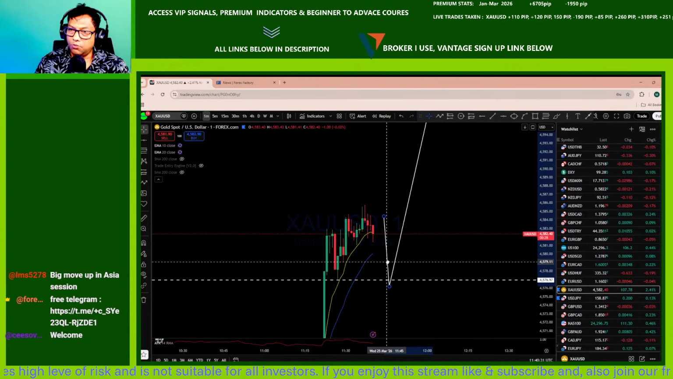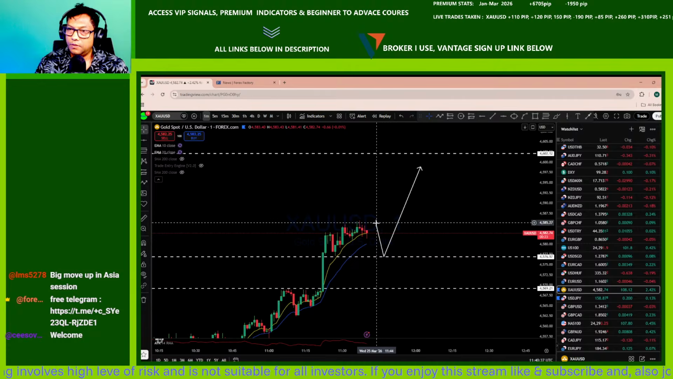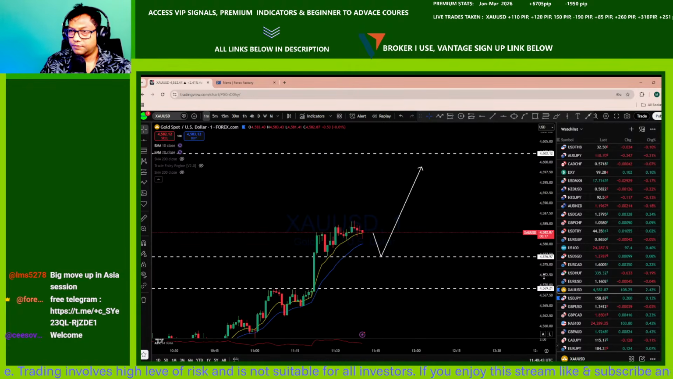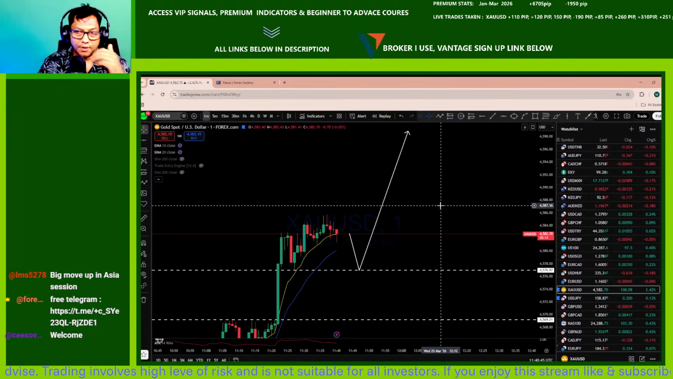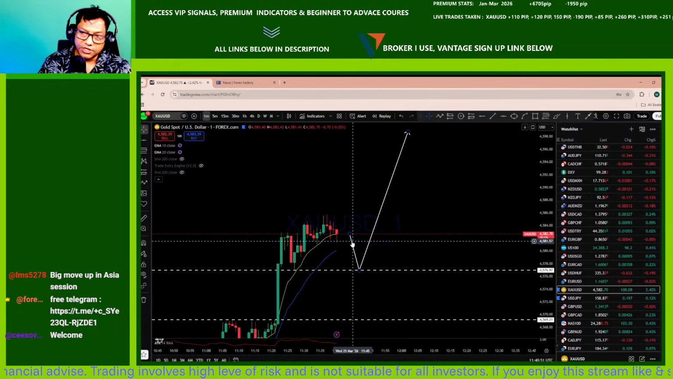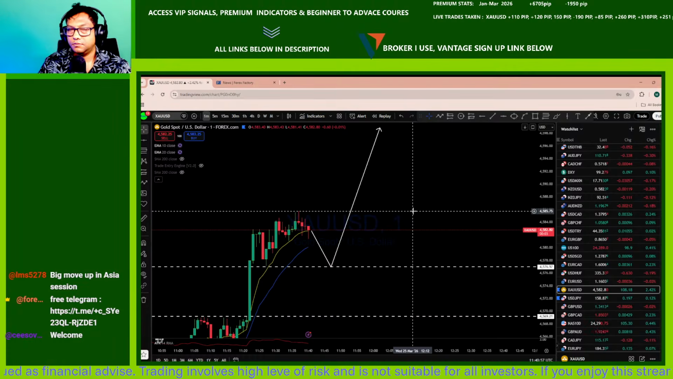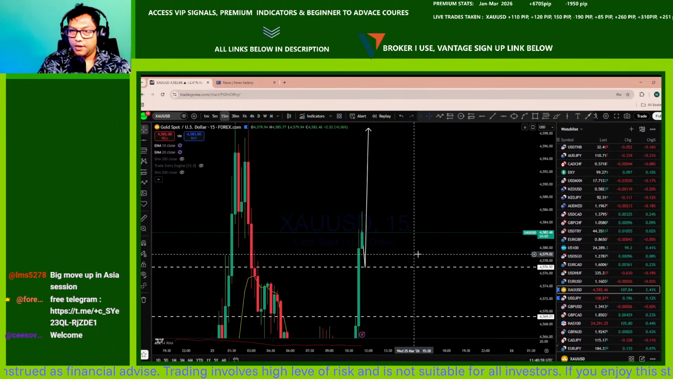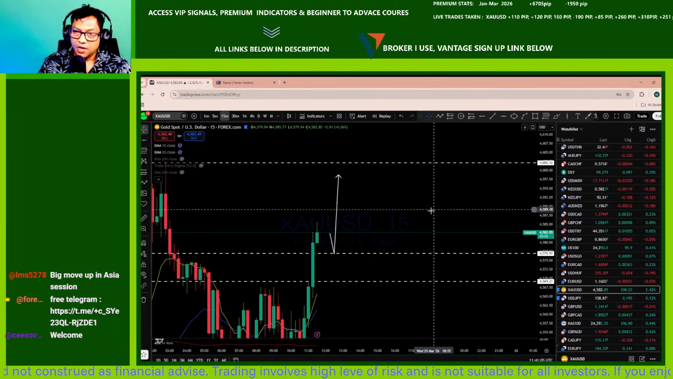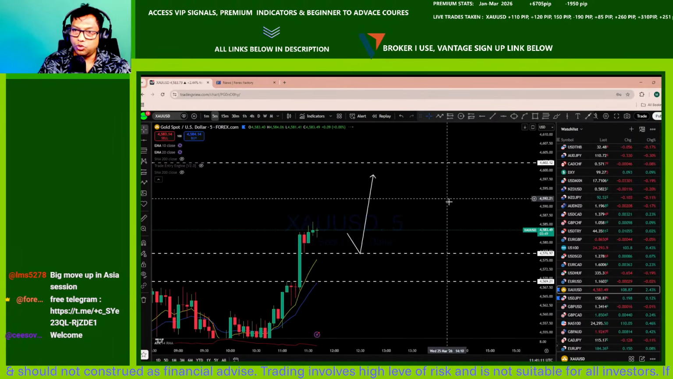Okay, so you can see that here is the move. We're looking for this market to eventually break that support level and then to reverse again back above. And this is the 15 minutes market structure. With this bullish engulfer, we are looking at this market to retest and then to return again back above.